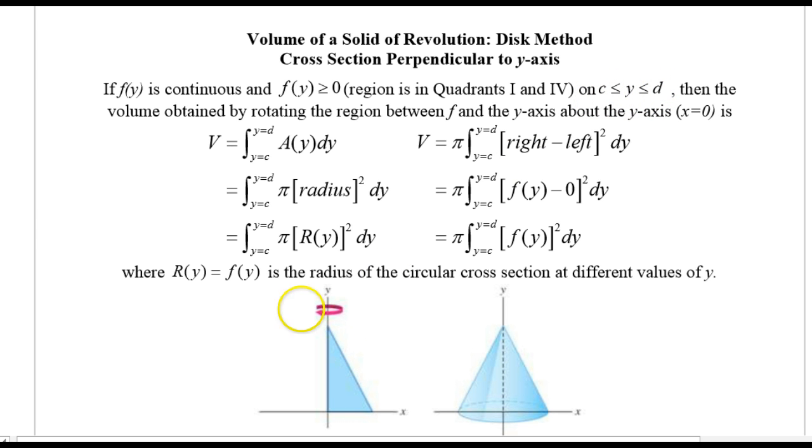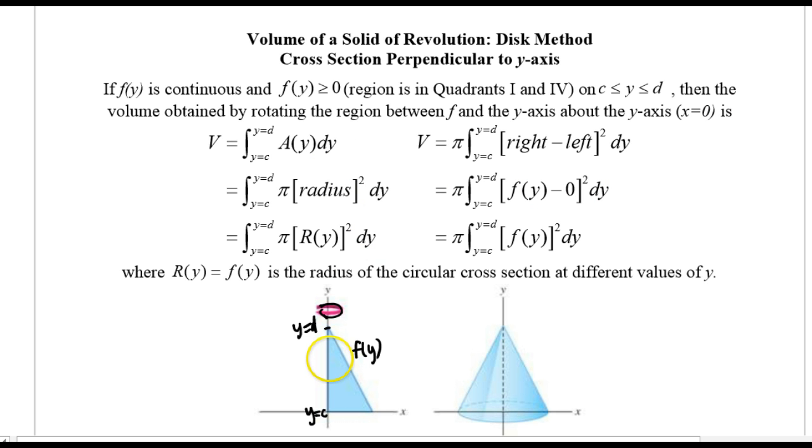So let's stop and look at this image on the left. We'll go ahead and say that this is the function f of y, this line here, and it extends from y equals c, so we're looking at the y value here, to up here, y equals d. And we're rotating around this vertical line here, so the y-axis is a vertical line of the form x equals 0. So the volume obtained by rotating the region between f and the y-axis about the y-axis, so again x equals 0, is given by the following formula. So let's just take a look.